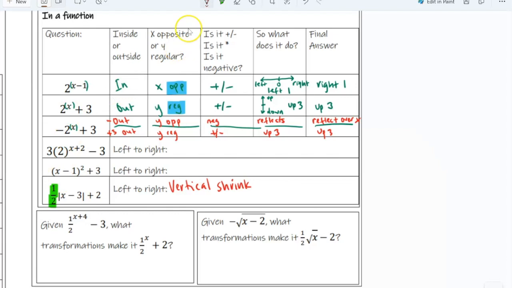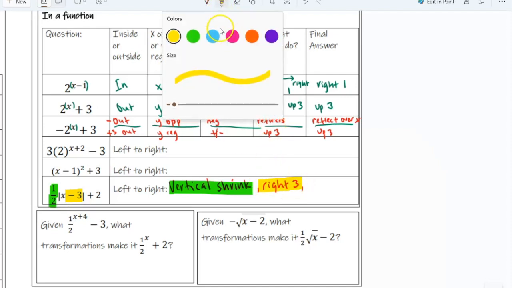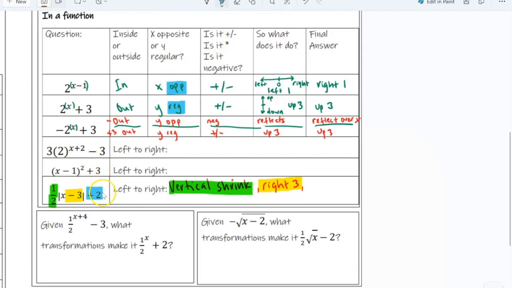So that's just the green part. I'm just going to highlight it so you know what belongs to what. That's the green part. Now I'm going to go inside my parentheses. So if I'm inside, I'm doing what? X and opposite. You think go left 3, but opposite will be go right 3. So this one is going to go right 3. And then I'm going to light that yellow so you know it goes with that. And then finally, I have a 2 outside. So what's that going to do? That's outside. That's going to be y and regular. Plus 2 goes which way? Up 2. So this is going to be up 2 because it's y and regular.